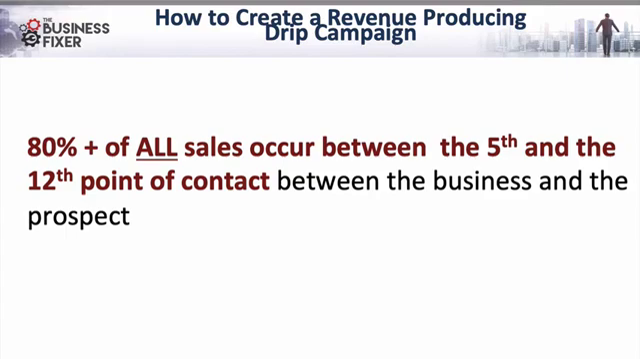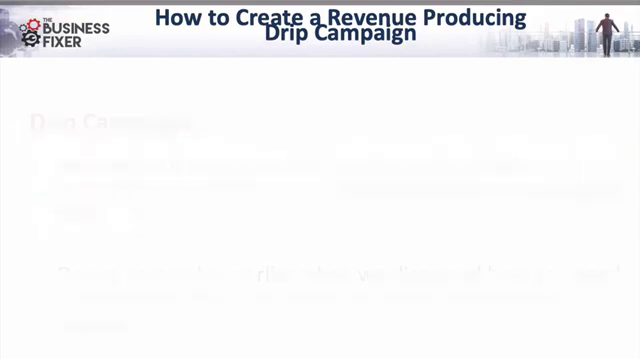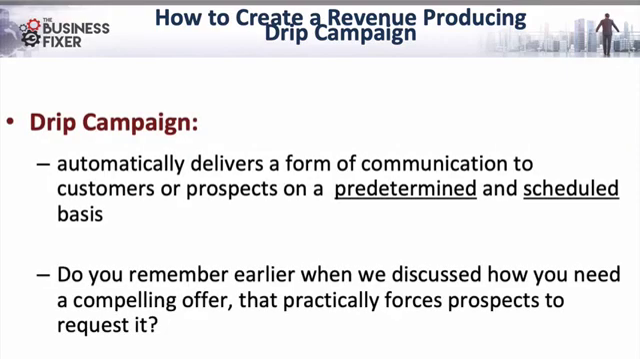This is where you need to implement a drip campaign. This is another lead conversion strategy that will add significant revenue to your business. A drip campaign automatically delivers a form of communication to customers or prospects on a predetermined and scheduled basis. But here's the really cool part about this. Do you remember earlier when we were discussing how you need to create a compelling offer that practically forces your prospects to buy what you sell? Once you create your compelling offer, all you have to do is take the specific segments from that offer and send it to your prospects on a consistent basis.